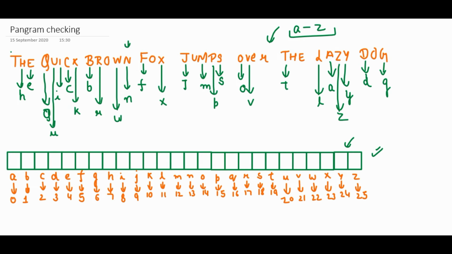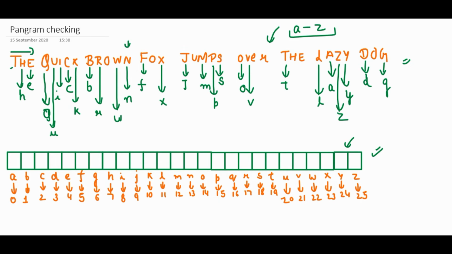And at last, if all the elements in this array are marked true, that means this sentence contains all the elements from A to Z, otherwise we will return false. Okay, so let's see how we can do this. We will start traversing from here.